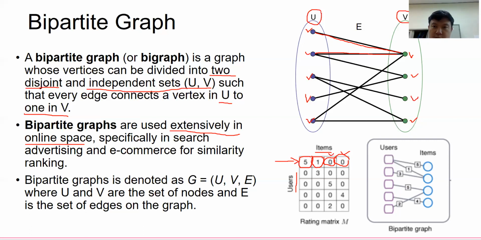Using this kind of matrix, you can recommend some products to this user if there are other good products. So this graph is called a bipartite graph, and it is not a usual graph because you have the U, and then you have V, and then you have E. U and V are the sets of nodes, you can see here, and E is the set of edges in the graph.